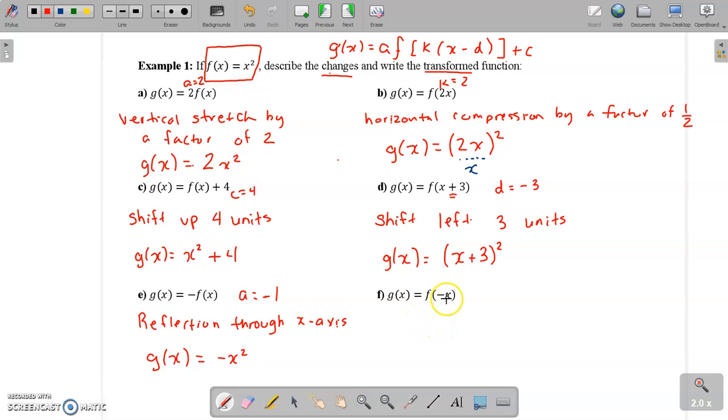And then finally here, when we have the negative sign inside, that means our k is equal to negative 1. And that's now a reflection through the y-axis. And the way we would write that transform function, we would have g of x equal to negative x, all squared. Great. I'm going to pause and start a new video for the next part.